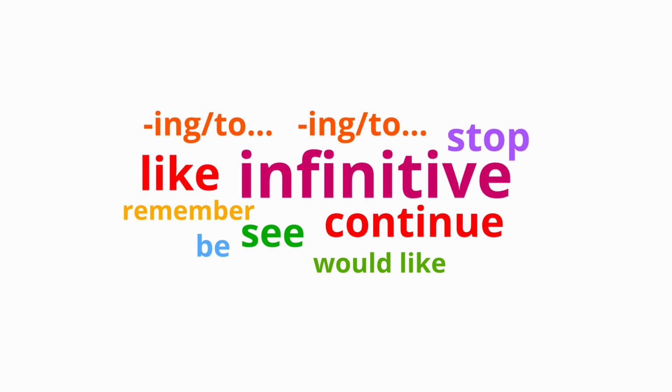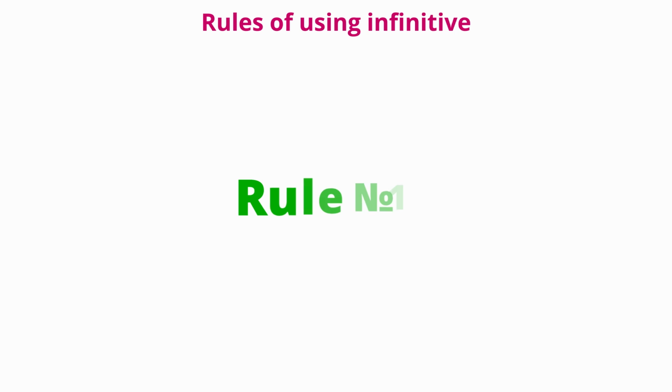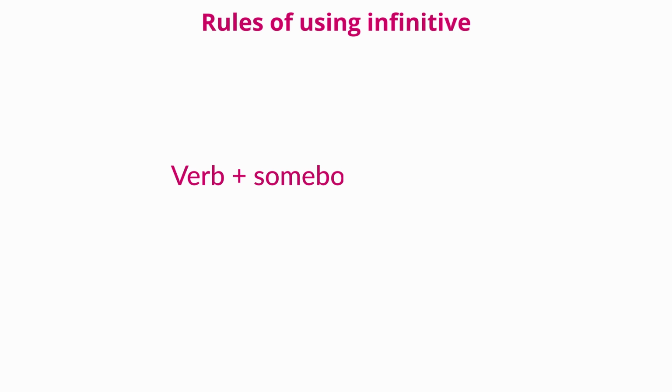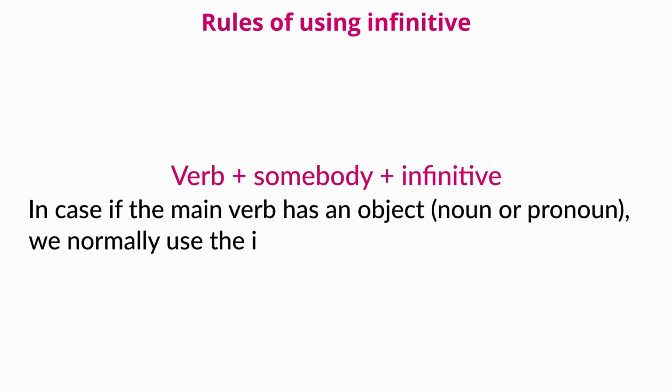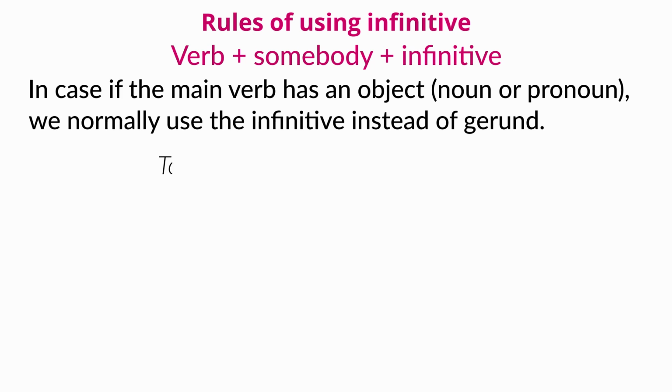Well, I suppose it's clear with the gerund. The following part of the video explains the rules of where and how to use the infinitive. Rule number 1. Verb plus somebody plus infinitive. In case the main verb has an object, noun or pronoun, we normally use the infinitive instead of gerund. For example, Tom asked his sister to help him.